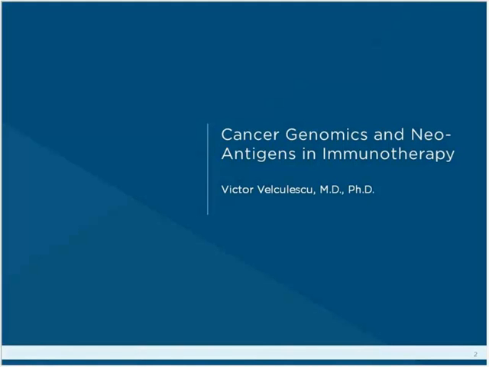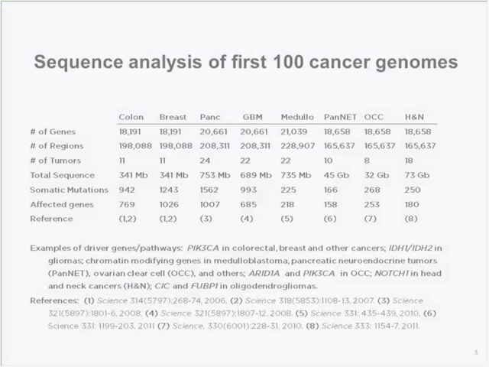Now, we all know cancer is a genetic disease. This, of course, came about through work over the past several decades identifying individual cancer genes, but was really highlighted by work that began about a decade ago, expanding those analyses to entire cancer exomes and genomes. And this is an example of the first 100 cancer genomes that were done initially through Sanger sequencing up to medulloblastoma, starting with colorectal, breast, pancreatic, and GBM, and then extending using next-generation sequencing approaches to pancreatic neuroendocrine tumors, ovarian clear cell carcinoma, head and neck cancers.